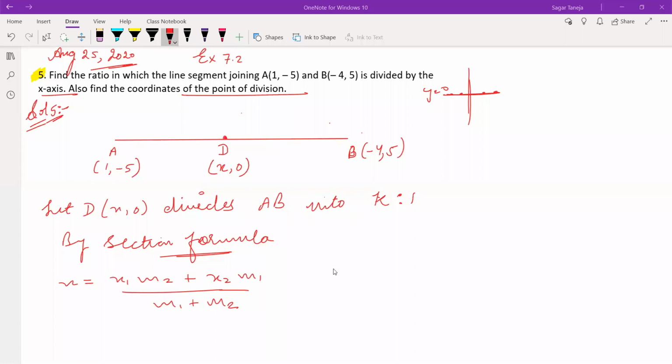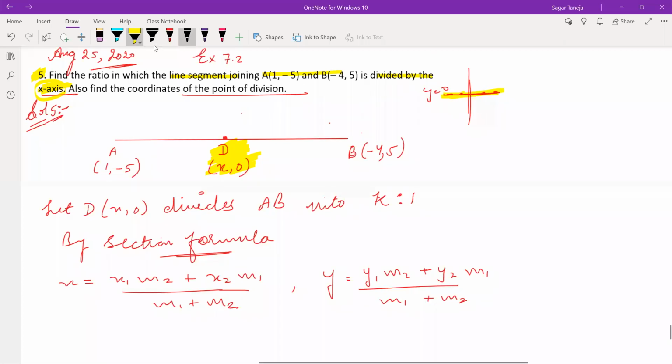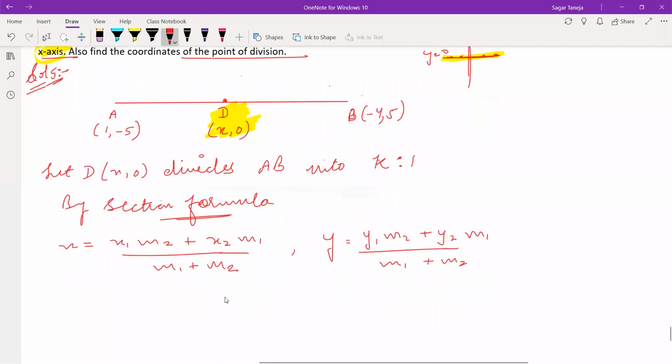And the second, y is equal to y1 m2 plus y2 m1 upon m1 plus m2. Sana is asking how we have assumed x comma 0. Just read the line: the line segment AB is divided by the x-axis. If a line is divided by the x-axis, it means on the x-axis we have some value of x, but y is always equal to 0. Is it clear, Sanya? On the x-axis y is always 0. Yeah, good.